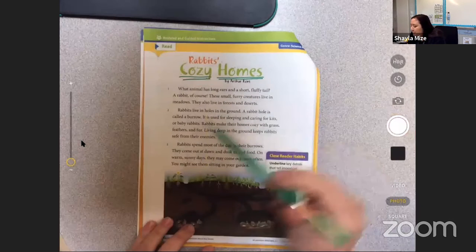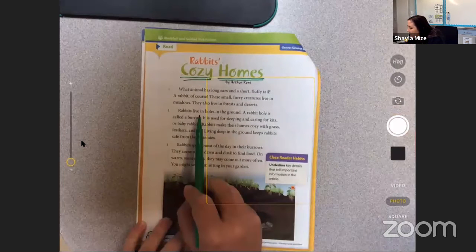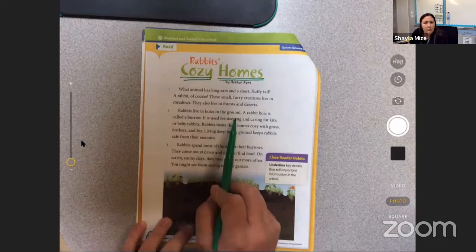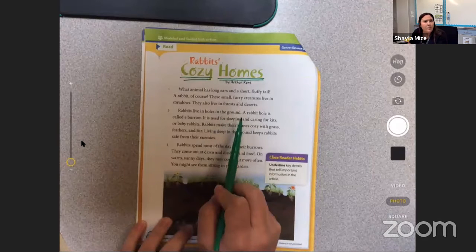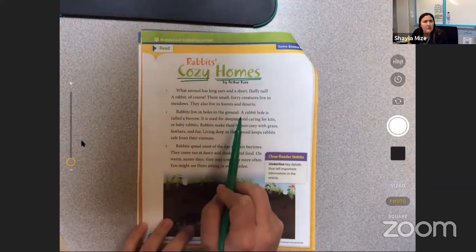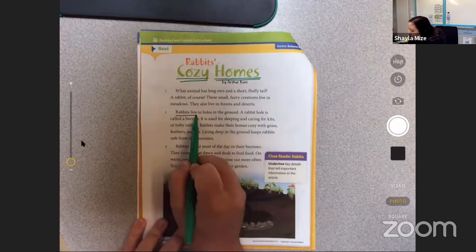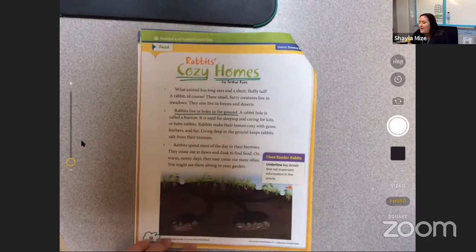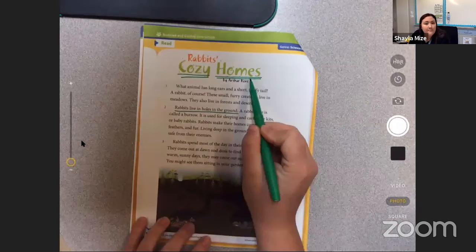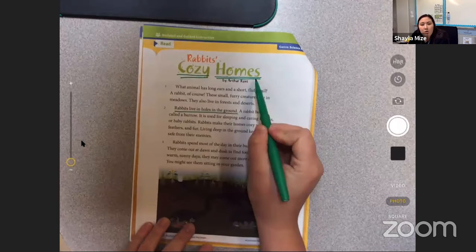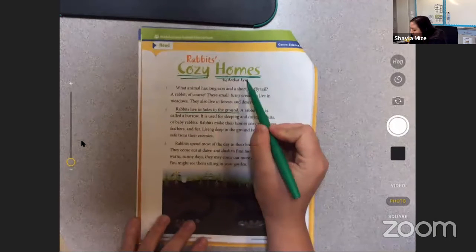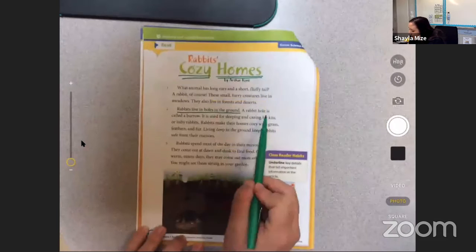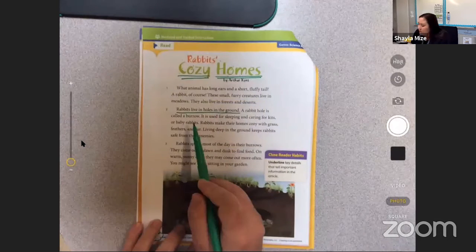Let's keep reading. Rabbits live in holes in the ground. Should we underline that? Is that an important detail? I see some heads nodding. Yes, let's underline that. Rabbits live in holes in the ground. That is a key detail about the kind of home a rabbit lives in. They live in the ground. A rabbit hole is called a burrow. Ooh, circle burrow.